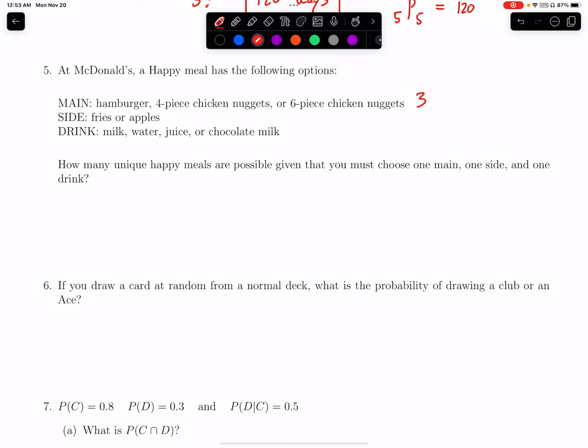That's 3. Fries or apples for the sides. That's 2 different options. The milk, water, juice, chocolate milk. This is 4 options. So how many unique Happy Meals? I think this is an actual menu from McDonald's. This is 3 times 2 times 4, which is the FCP, and it's 3 times 2, 6 times 4 is 24. So 24 meals. I should say Happy Meals, but whatever.